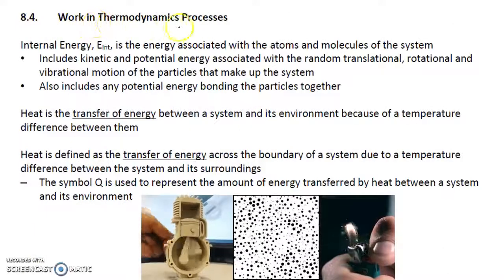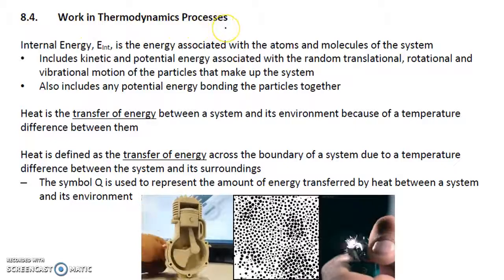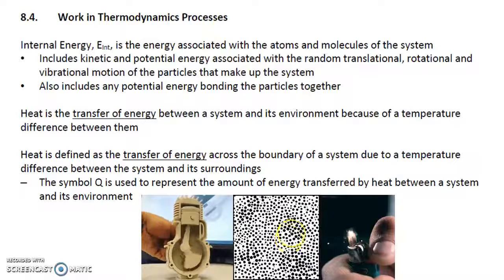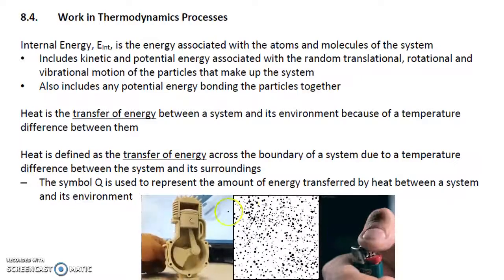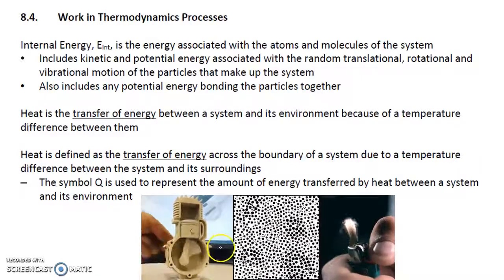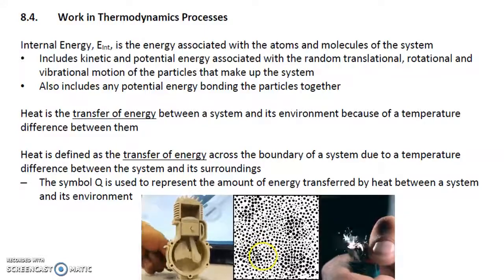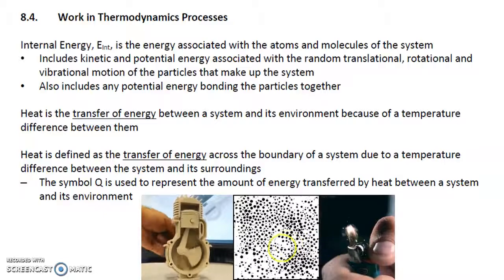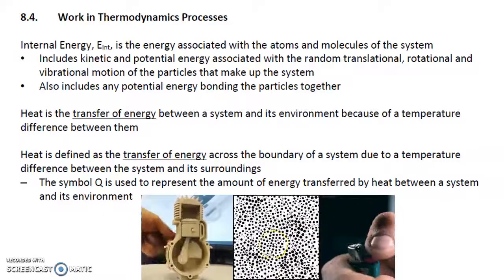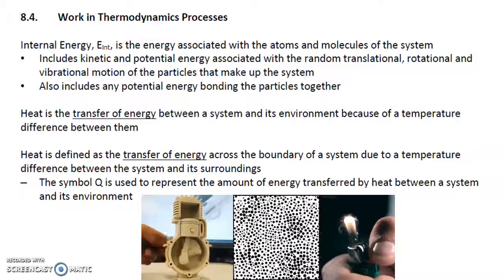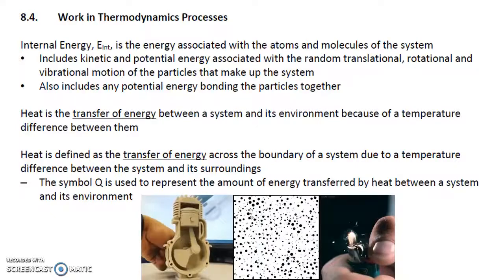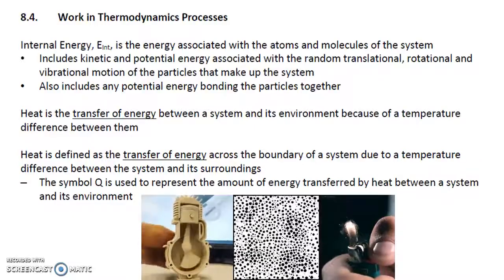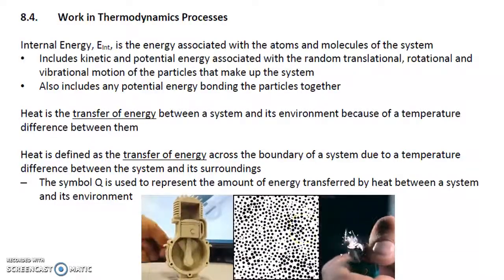8.4 Work in thermodynamic processes. Energy can be transferred to a system by heat and by work done on the system. In most cases of interest treated here, the system is a volume of gas, which is important in understanding engines. All such systems of gas will be assumed to be in thermodynamic equilibrium, so that every part of the gas is at the same temperature and pressure.